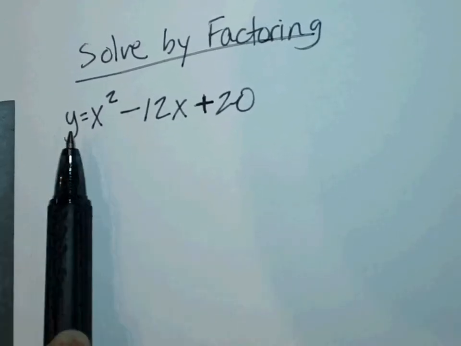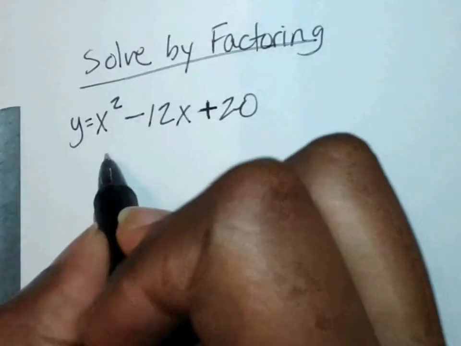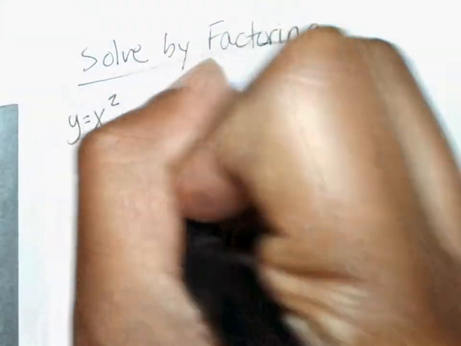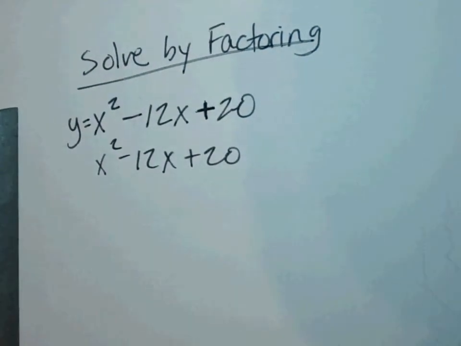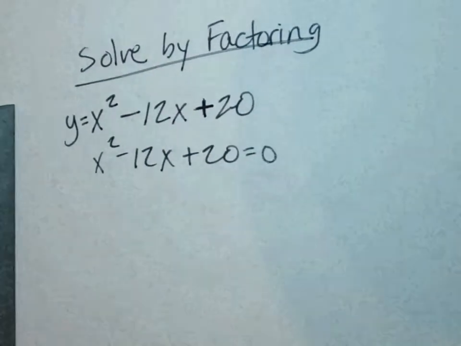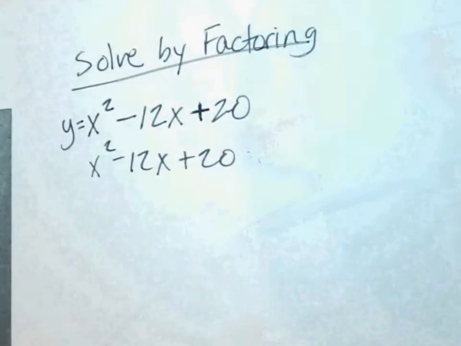So instead of y, I'm going to put 0, and 0 is really nothing, so I'm not even going to write it. I'm just going to write it as x squared minus 12x plus 20. It equals 0, but again, if I say equals 0, it really means it doesn't equal anything, so I'm just going to leave it be.